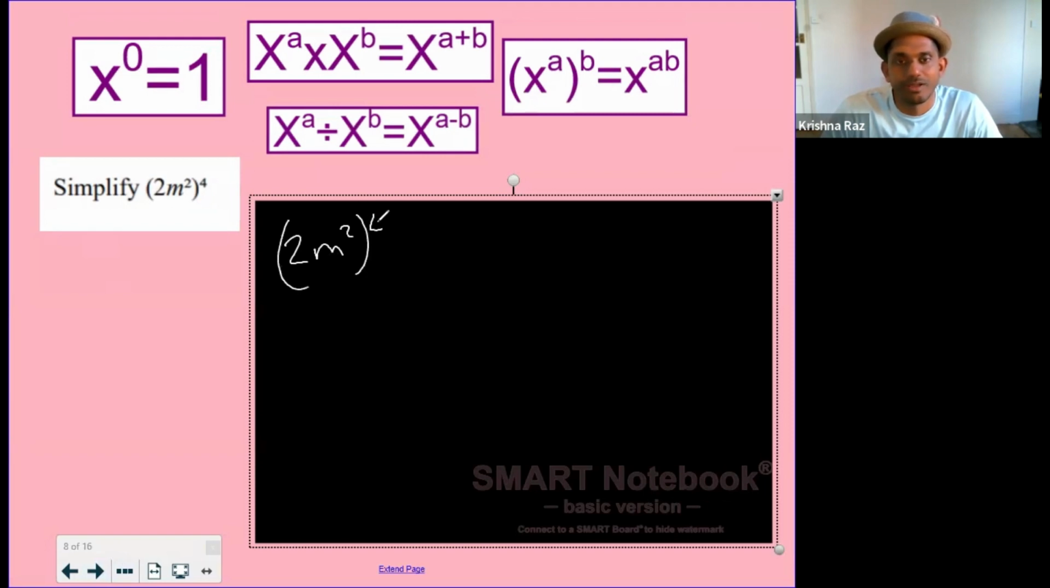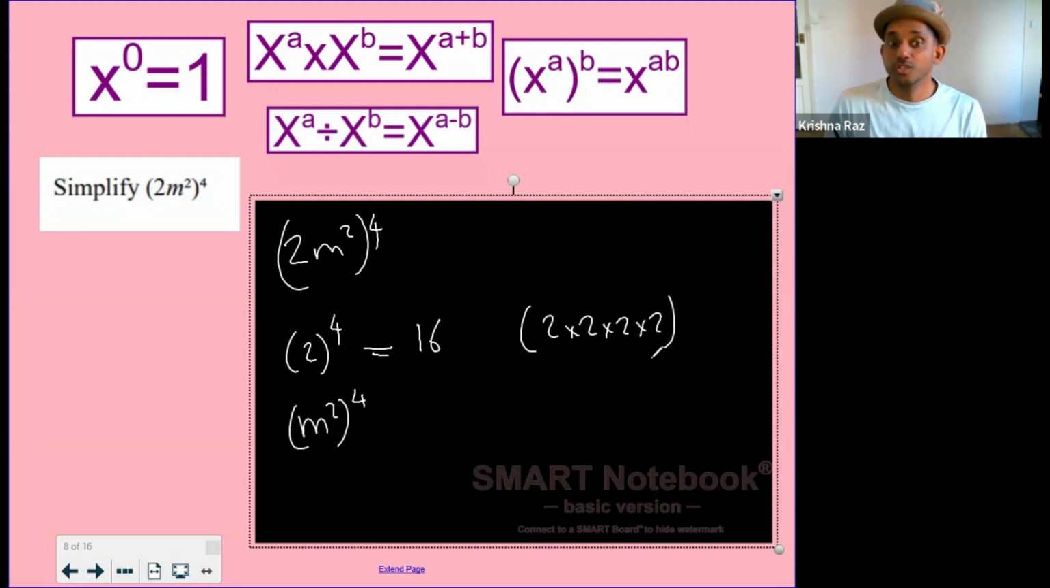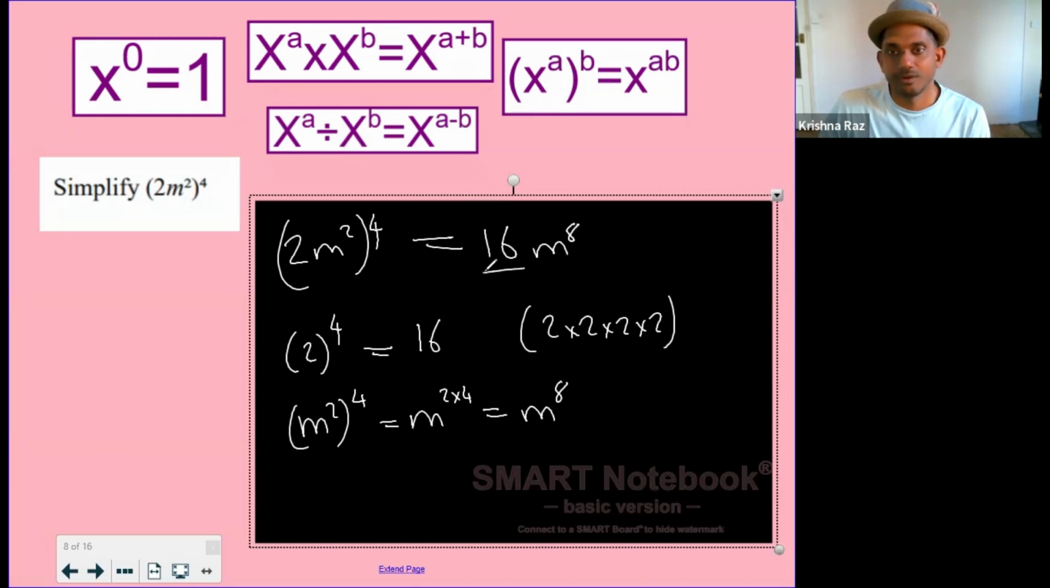2m squared, all to the power 4. So what goes to the power 4? Exactly, all of it. So we have 2 to the power 4, m squared to the power 4. 2 to the power 4 is 16, because it's 2 times 2 times 2 times 2, not 2 times 4. And then m squared to the power 4 is m to the power of 2 times 4, which is m to the power of 8. So the final answer will be 16m to the power of 8. Yeah, we put those two bits together.